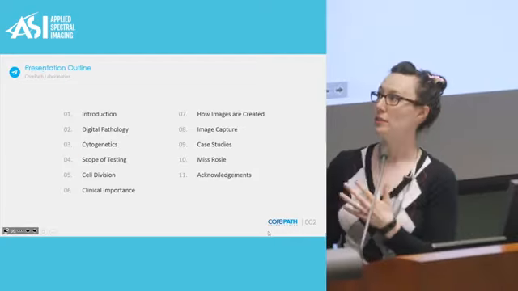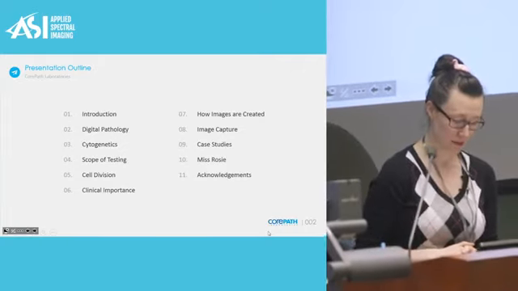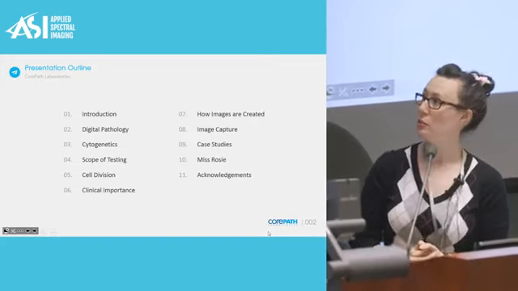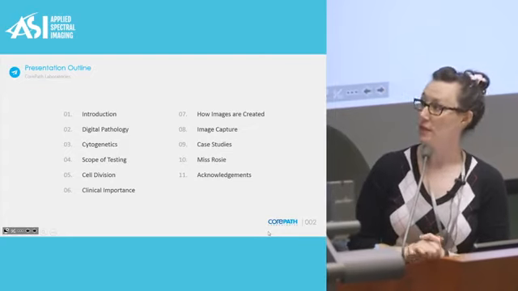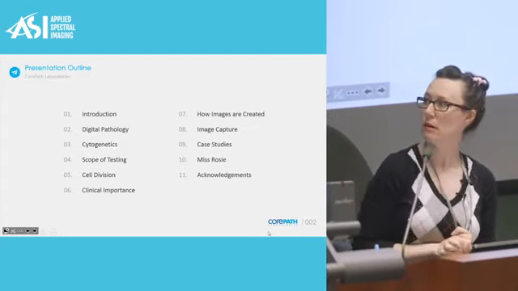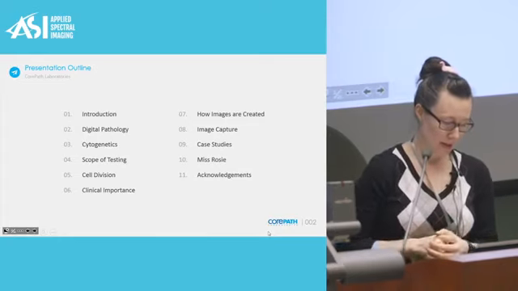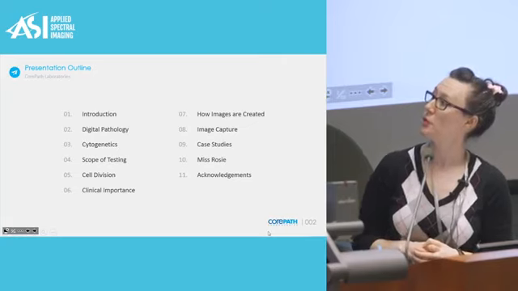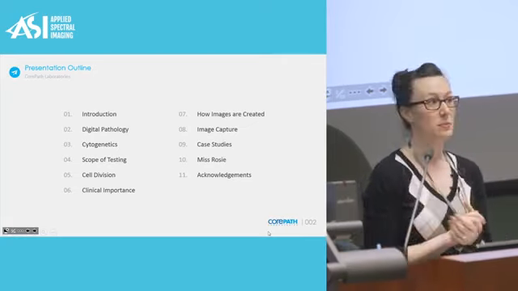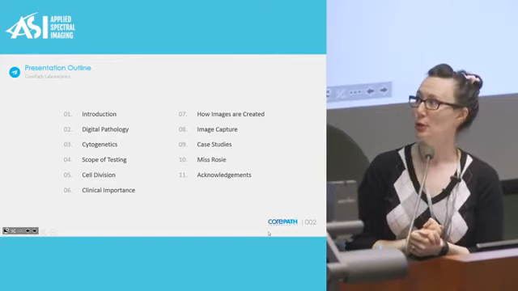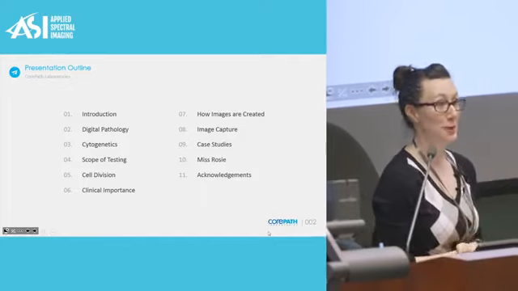On our journey today, we will follow this roadmap. This is my presentation outline. We will have an overview of digital pathology. We will dip our toes in cytogenetics. We will visit the scope of testing, unpack a little bit of cell division, and tingle with the clinical importance of cytogenetics in FISH. Go through how images are created, and discuss a little bit about image capture. I have some interesting case studies to go through, about 7 of them. We'll take a visit with Miss Rosie, and then I'll have some thank yous for the end.